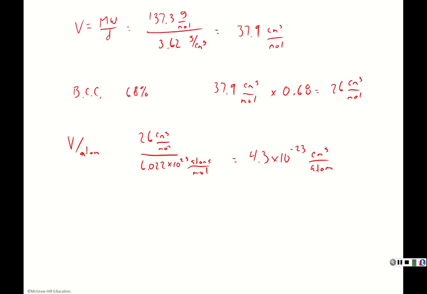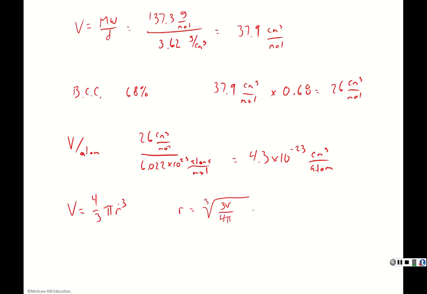And now we want to find the radius of an individual atom. So we use our equation for volume of a sphere. We're just estimating the barium atom as a sphere, and we need to solve for R. And when you do that, you should get R equals the cubed root of 3 times volume over 4 pi.